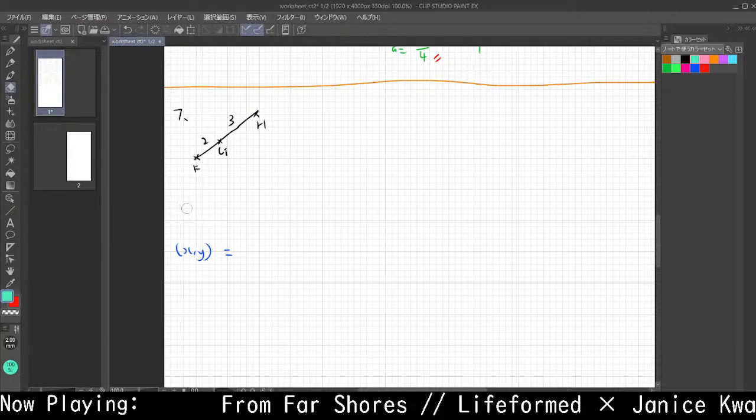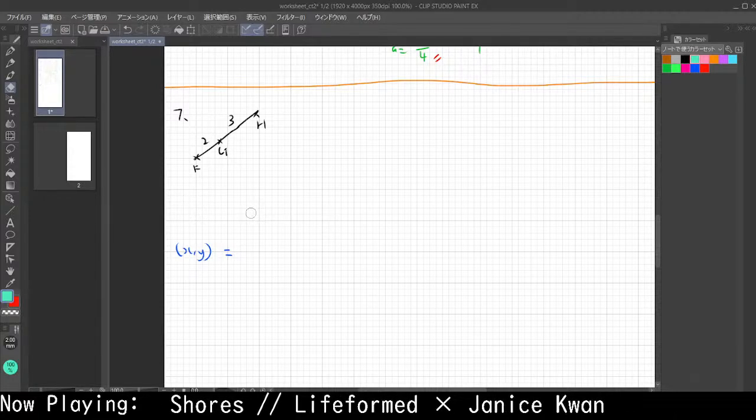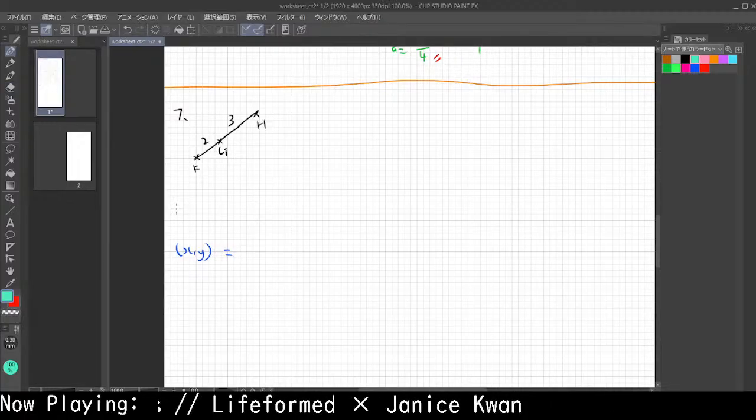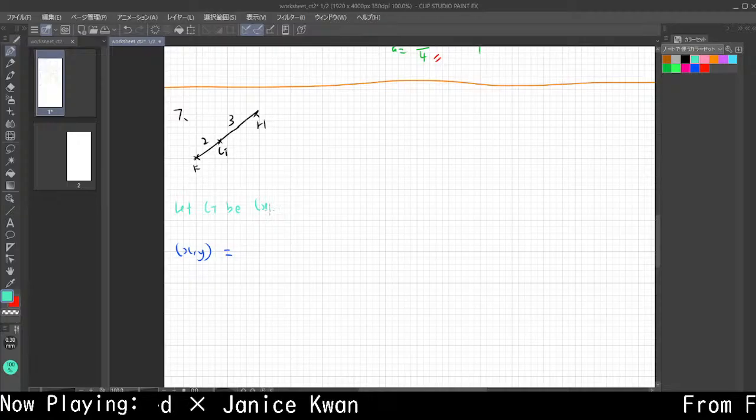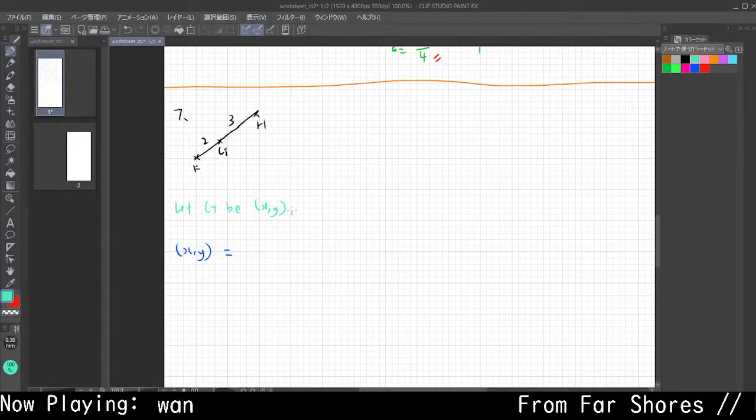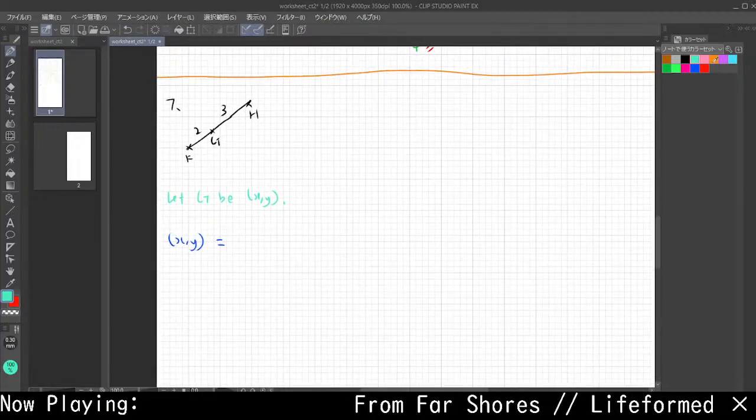It's lagging. Don't lag. So let G be x comma y. This is good. This is really good.